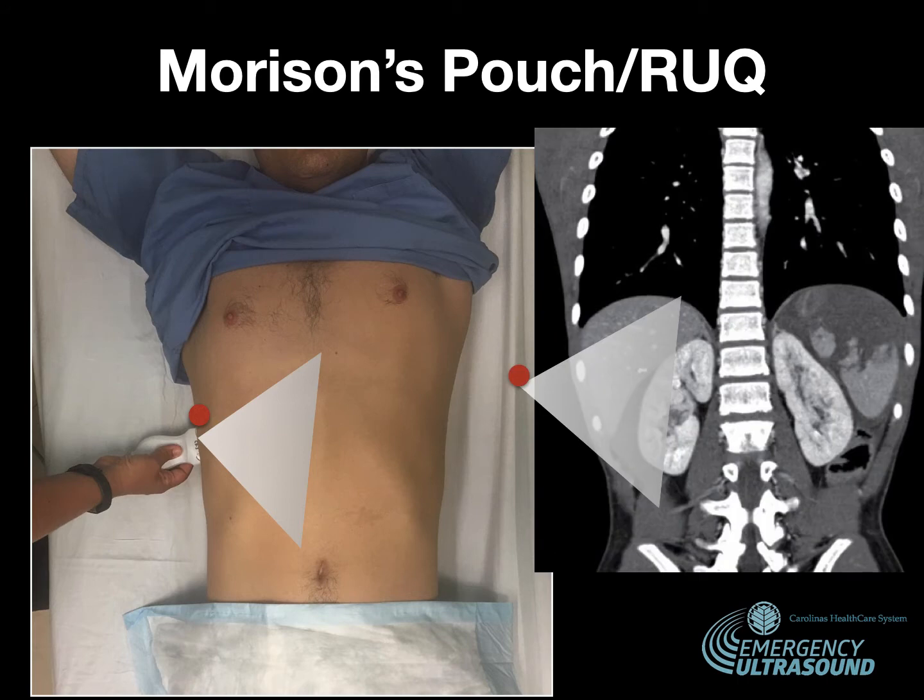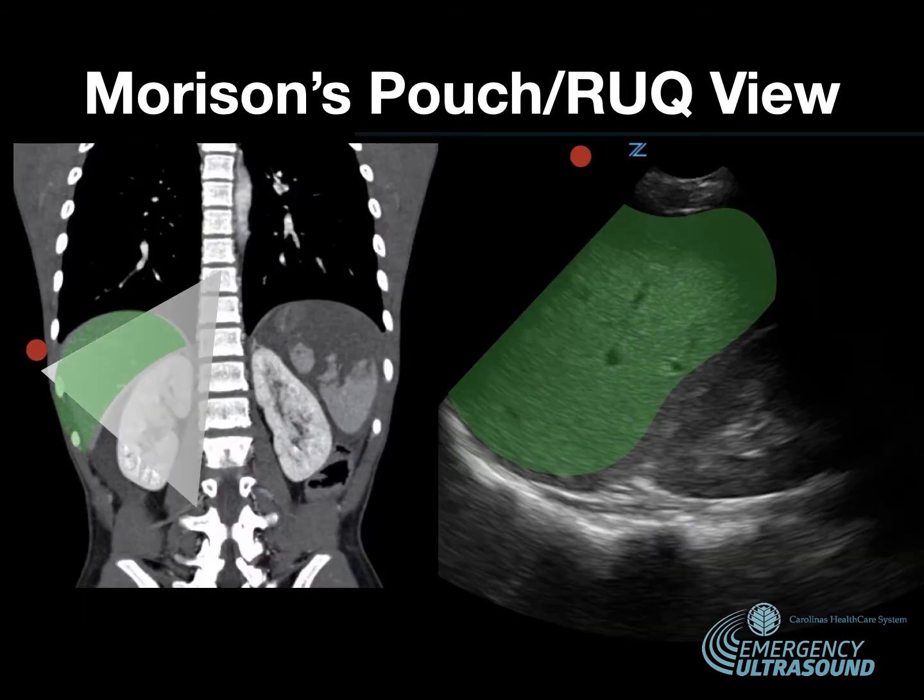For the Morison's pouch view, we want to position our probe in the mid-axillary line below the costal margin with the indicator or probe marker towards the patient's head. What we're really getting is a coronal view, slicing the patient from right to left with a CT view.